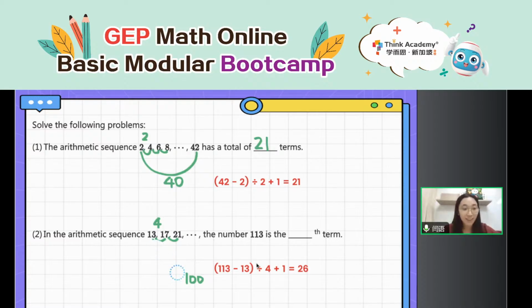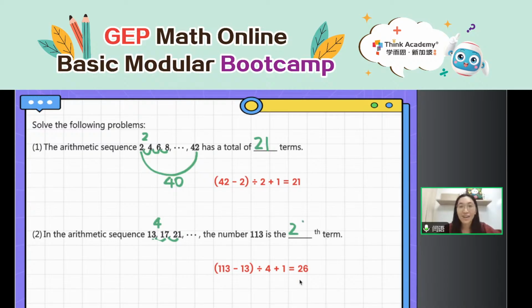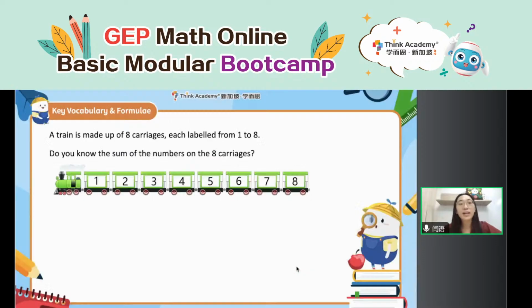Good job. Yes, that is 26. Any question now about the number of terms and the number of jumps? Okay. These two parts are very basic because later I will show you how we can figure out the sum by the number of jumps or the number of terms. Now, following this is the third part of the arithmetic sequence: how to figure out the total.